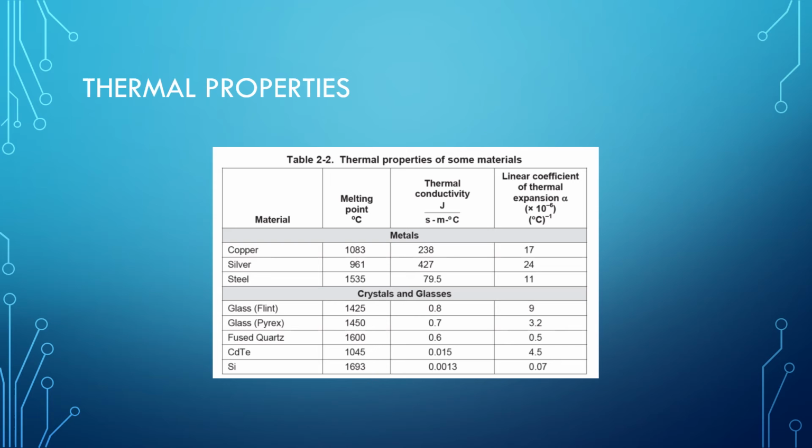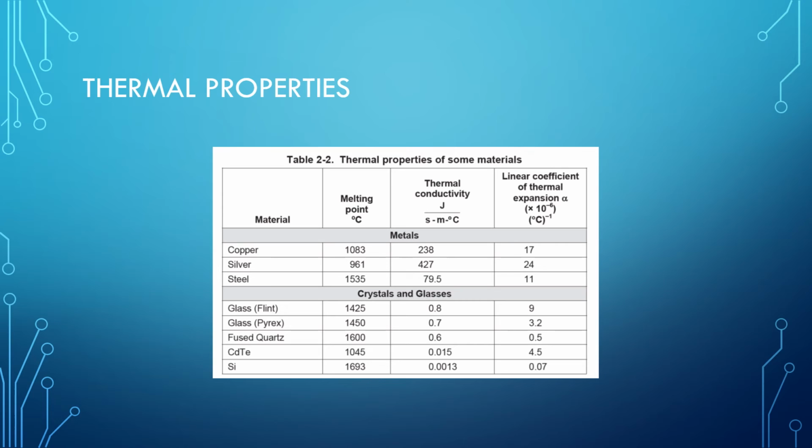Because if they contract and expand at different rates, it may cause distortion in the lens. The lens is going to try to grow at a different rate than the mount grows, and that could cause distortion. It could cause a change in the shape of that lens. The middle column in this table is called thermal conductivity, and that tells us how good a conductor of heat a material is.